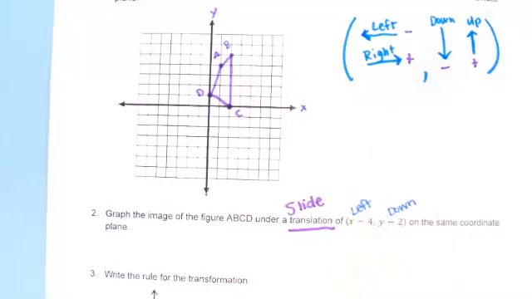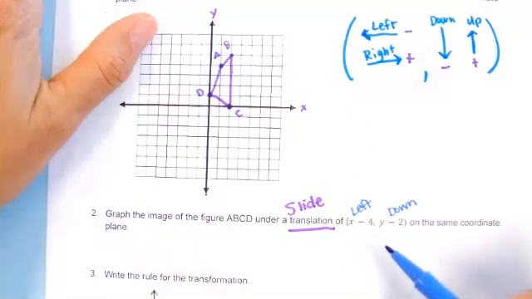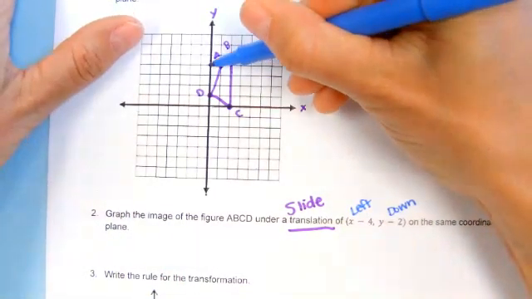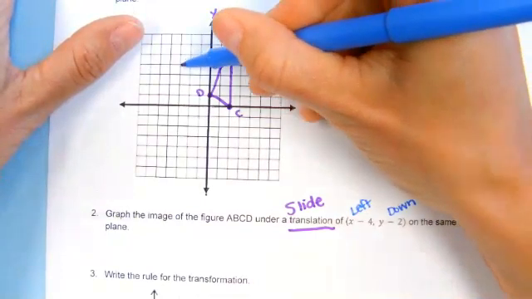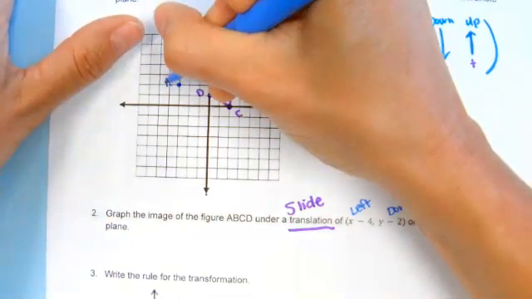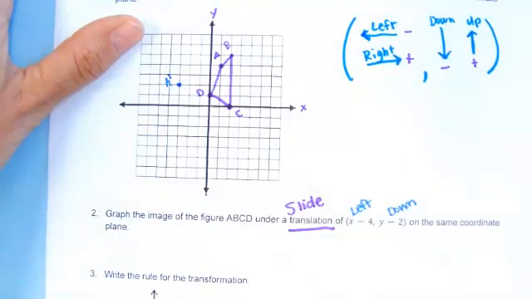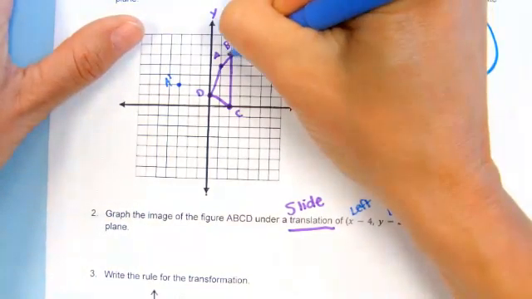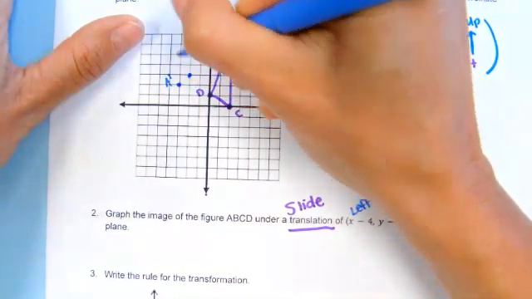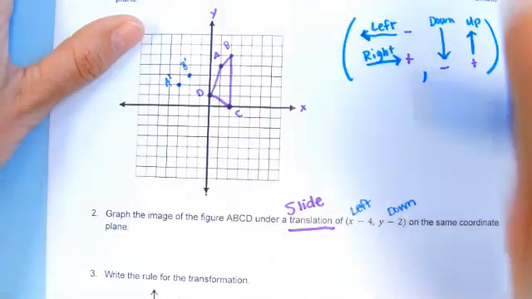So we're going to take each one of these letters, each one of these dots, and we're going to go left 4 and down 2. So let's start with A. If I go left 4, let's count 1, 2, 3, 4, and down 1, 2. Then you put your dot, and remember we label it A prime with a little apostrophe on it. Do the same with B. So left 1, 2, 3, 4, down 1, 2. Put your dot, label that B prime.